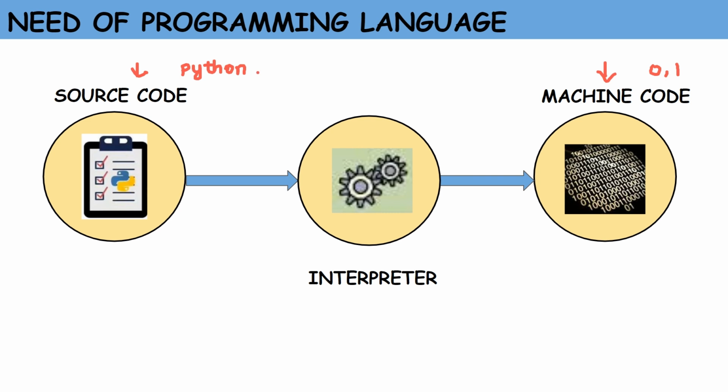But these programming languages are not directly understood by the computer. So it requires a translator like compiler or interpreter to convert the high level source code to low level machine code, which is the actual running code which the machine understands. So Python programming language uses an interpreter to generate the machine code.